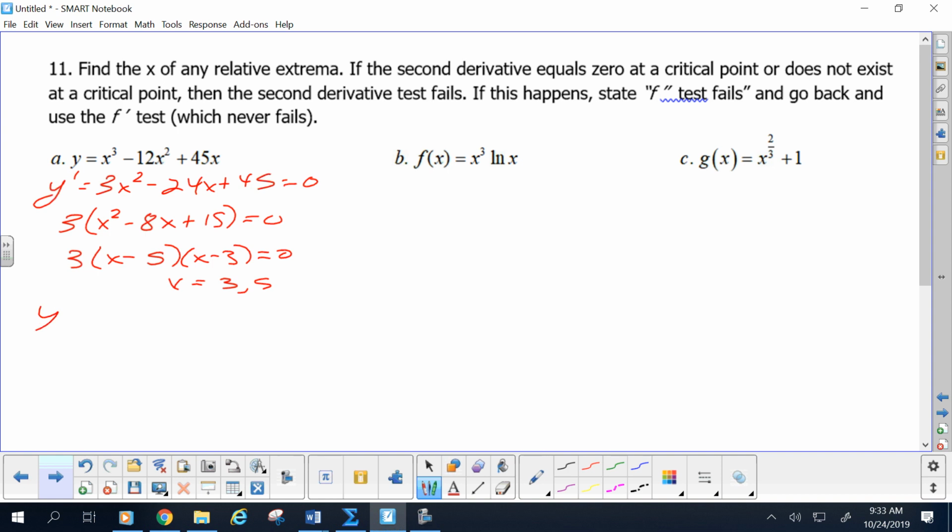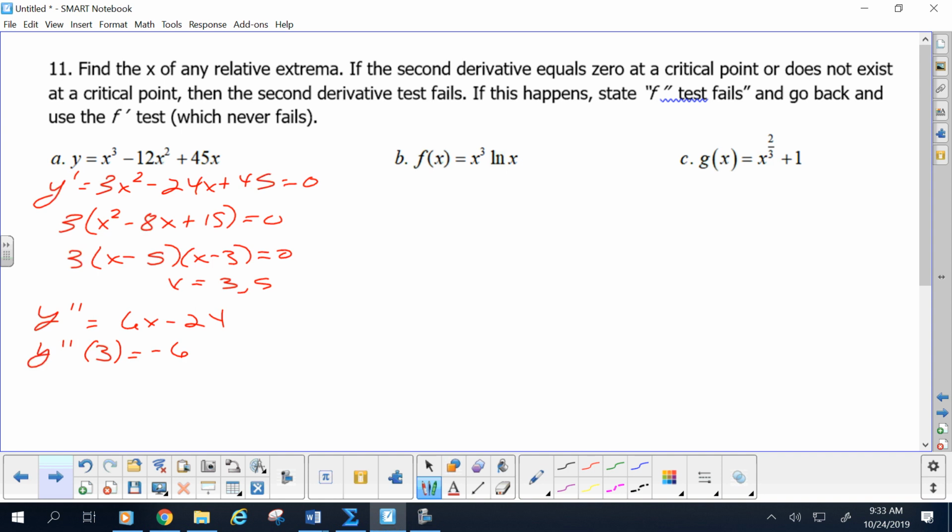Find F double prime, or Y double prime in this case. So Y double prime is 6x minus 24. Now do I set that equal to 0 and sign test? No, then you plug in those. All right, I plug in the flat spots into the second derivative. Y double prime at 3 is negative 6.